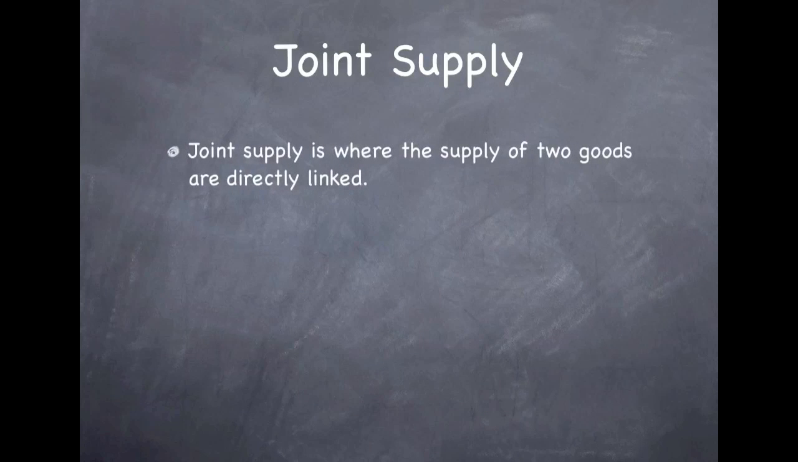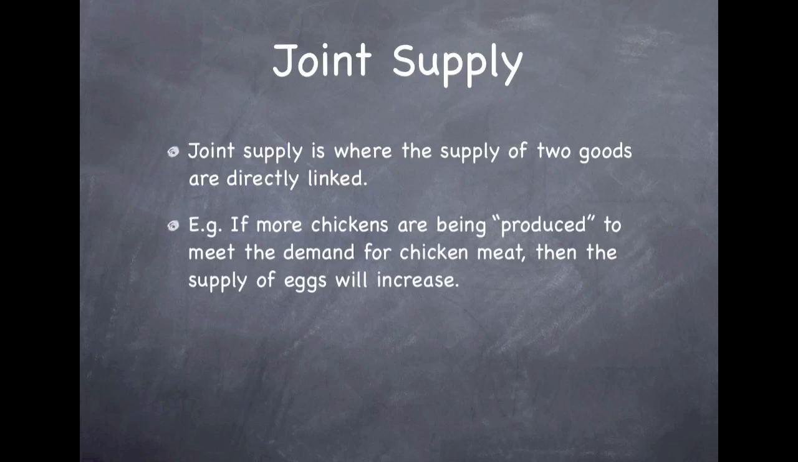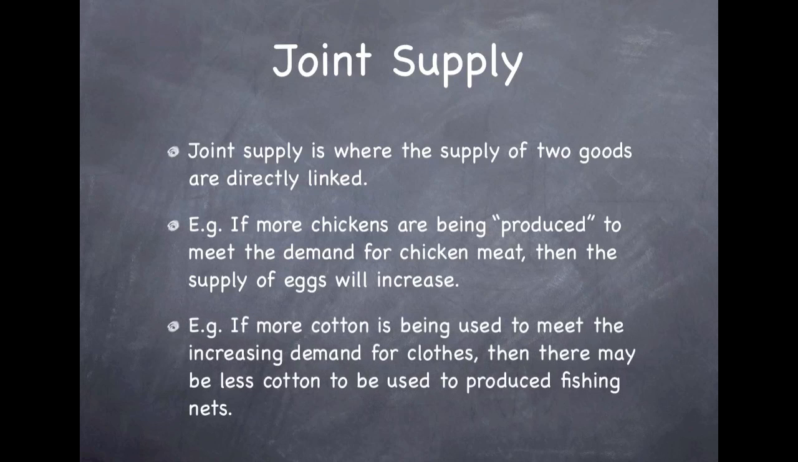Goods are in joint supply if when the supply of one good changes, the supply of the other good automatically changes as a result. For example, increasing the supply of chicken meat will increase the supply of eggs, as more chickens will have to be bred in order to meet the demand for the meat. Here is an example where increasing the supply of one good reduces the supply of the other. If the supply of clothes is increasing, then the supply of fishing nets may fall, as the limited availability of cotton means that if more is being used for clothes, less can be used for fishing nets.